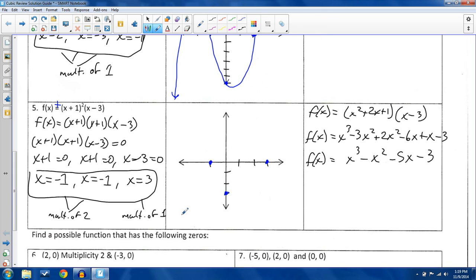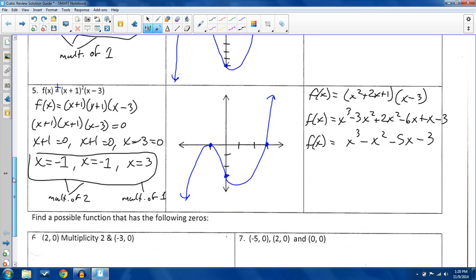That means it starts from the bottom on the left side and it's going to finish at the top. So I'm going to come from here. It's going to bounce back right here. It's going to come down and cross through here. That's its y-intercept. And it's going to end up finally coming back up and finishing through. And voila, there's my cubic. Very, very iffy. But there it is, and there's your answer.